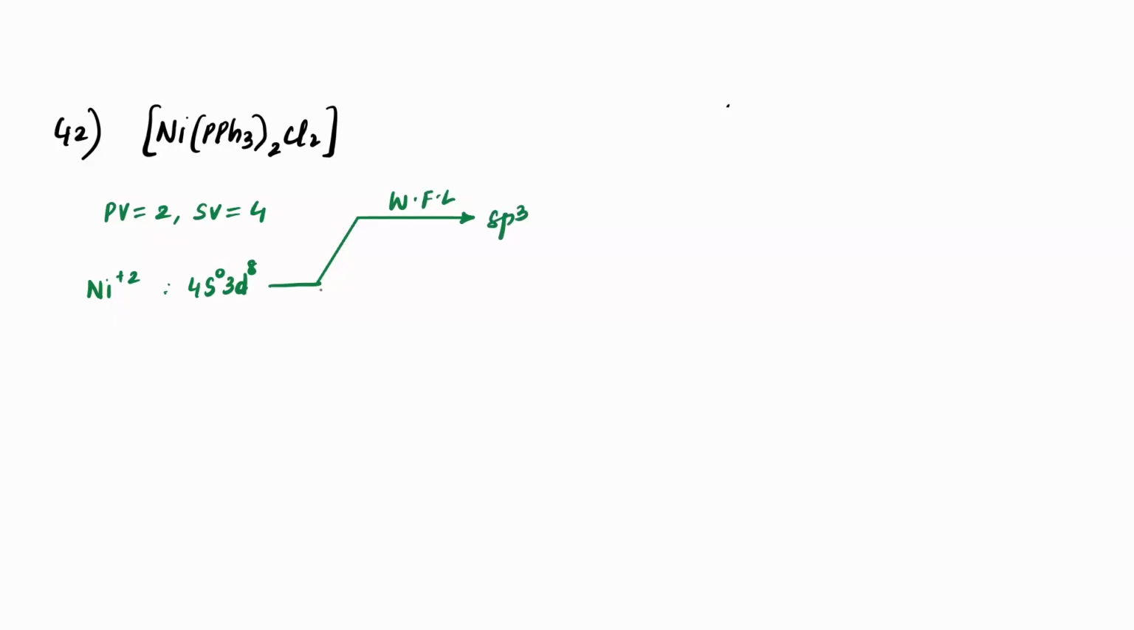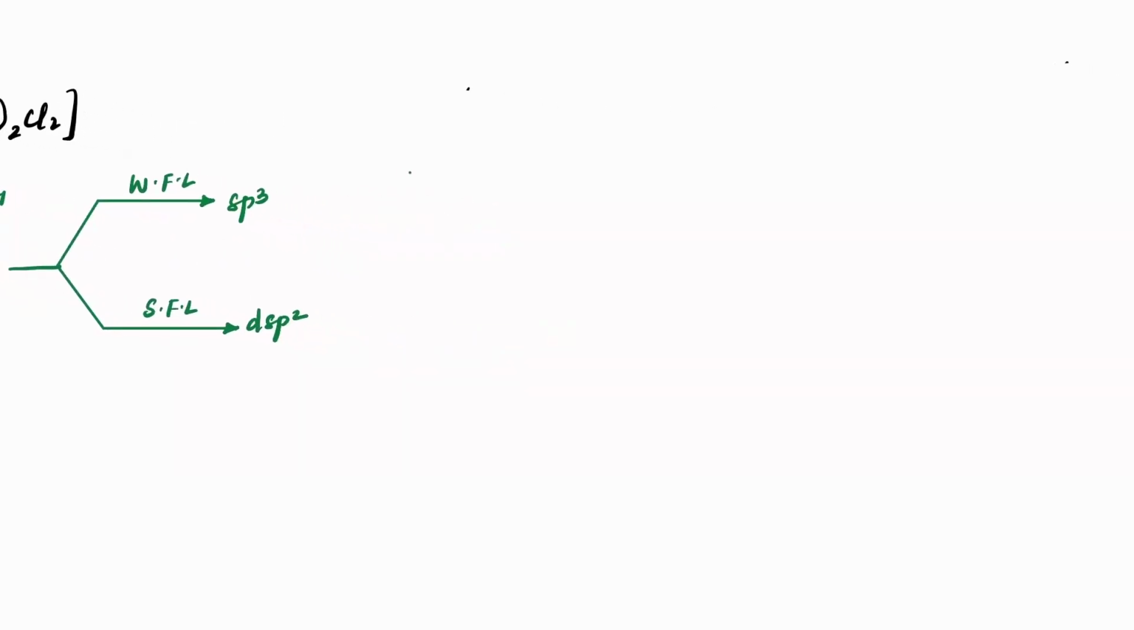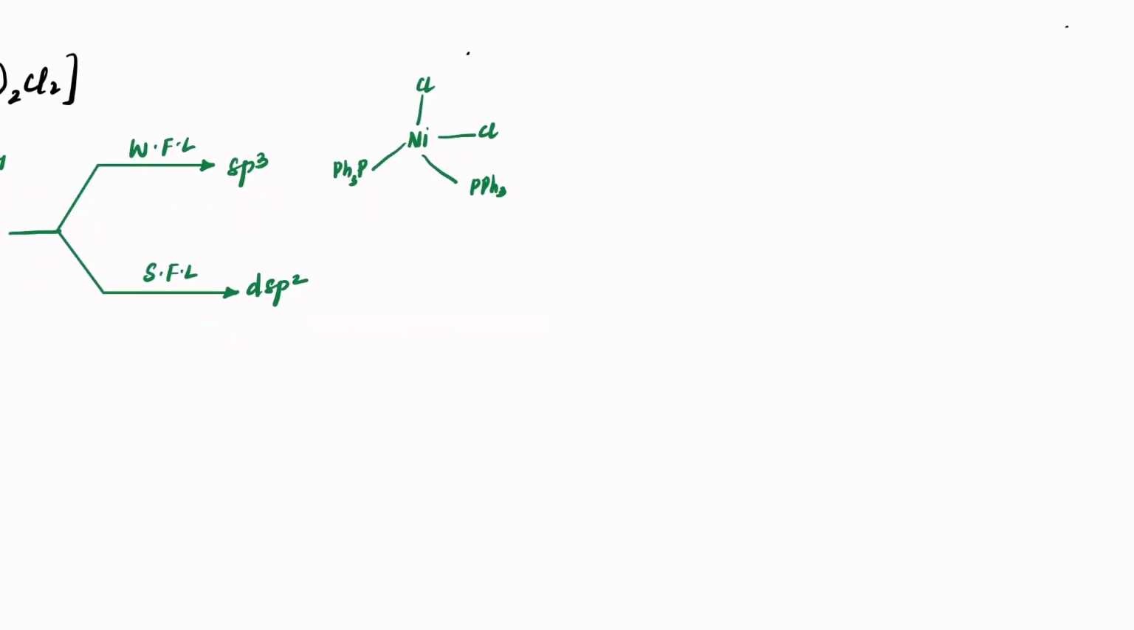Now, if you notice this molecule, if we consider the entire set of ligands together as weak field ligand, then it is going to be sp3. If we perceive all the ligands together, averaging them, and it becomes strong field ligand, it is going to be dsp2. If it is weak field, it is going to be nickel with four groups like this: chlorine, chlorine, PPh3, and PPh3. While if it is square planar, we will have two chlorines here and two PPh3.